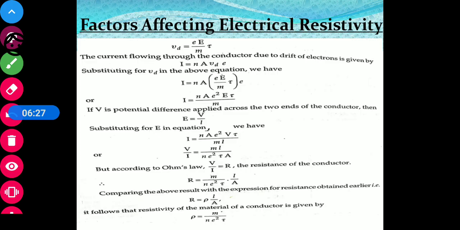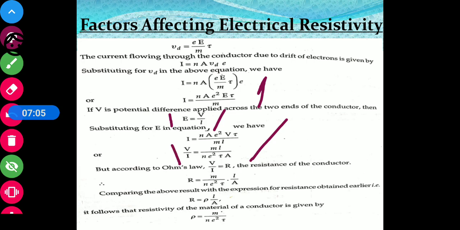Now, factors affecting electrical resistivity. In the previous lecture, you have come to the expression Vd, the drift velocity, equal to E tau upon m, and one more expression, I is equal to n A Vd e. Now if you substitute the value of Vd in this expression, it will reduce to this one, and as you also know that E is equal to V upon L, from here you can put the value of E and the expression is further reduced to this.